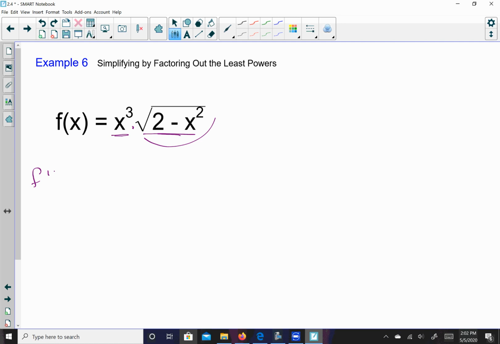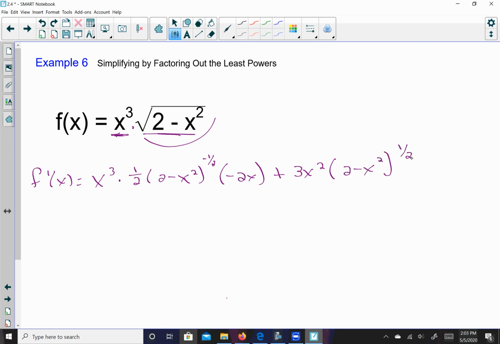So when I take the derivative, remember, I leave the first function alone. Then I take the derivative of this, which is understood to be raised to the 1/2 power, so times 1/2, the quantity 2 minus x squared. Reduce 1/2 by 1, so that would be negative 1/2. And then multiply by the derivative of what's inside here. The derivative of 2 is 0. The derivative of x squared would be 2x, but because of that negative sign it will be negative 2x. Plus, because I'm using the product rule, now I'm going to take the derivative of the first term, so this will be 3x squared, and then leave this one alone, so this will be 2 minus x squared, raised to the 1/2 power.